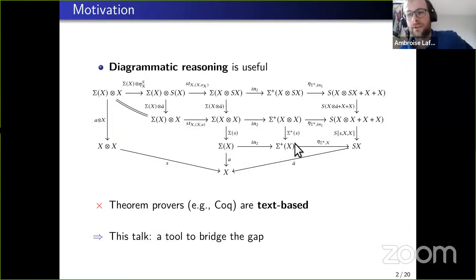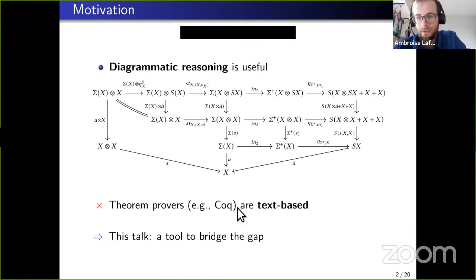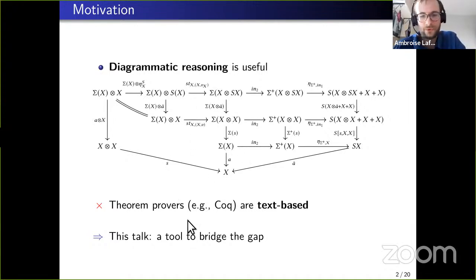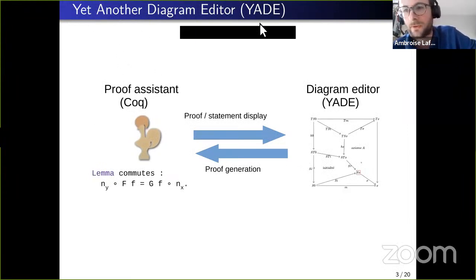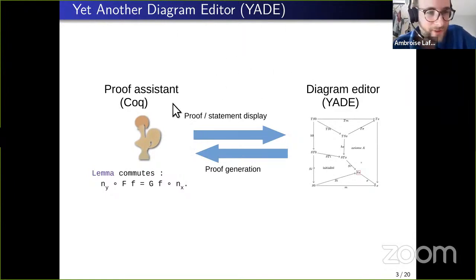So the motivation for this editor is that I find that diagrammatic reasoning is quite useful when I'm proving things in category theory, but the theorem provers that I use, like Coq, are text-based. So this is why I thought that there was a need for a tool to bridge the gap. So what I'm going to present is one step toward bridging this gap. For the purpose of this talk, I will refer to this editor as YAD. It's not a definitive name, but I need a name to refer to it, so I will use it.